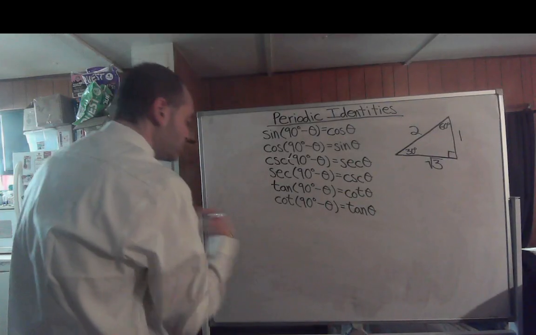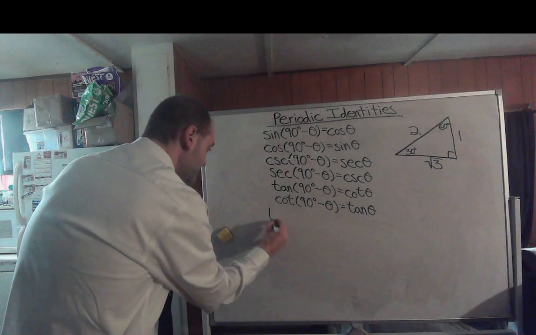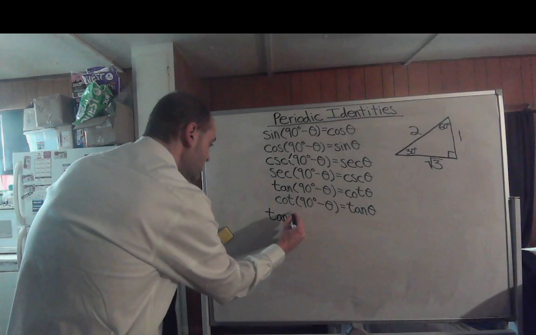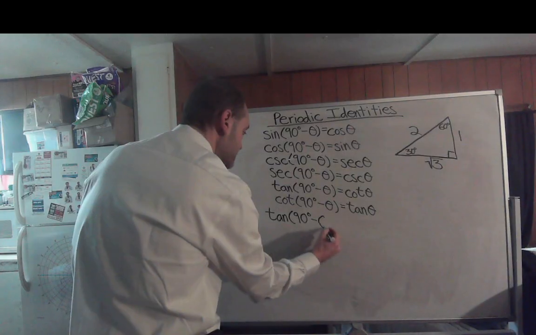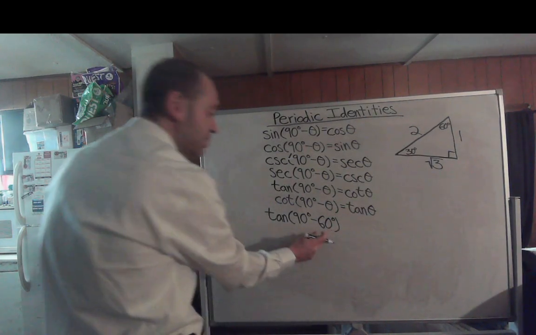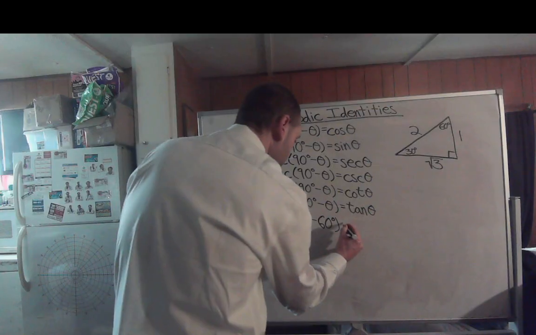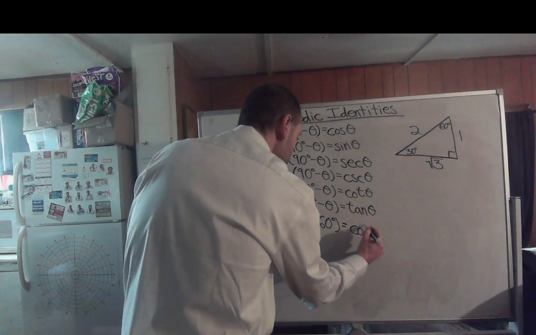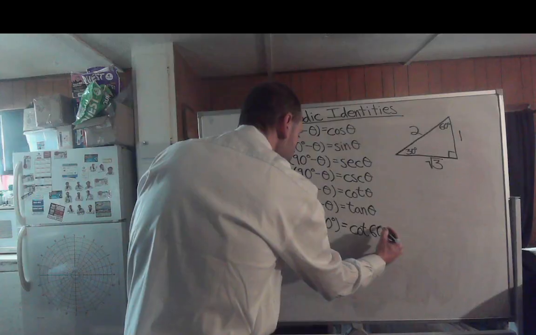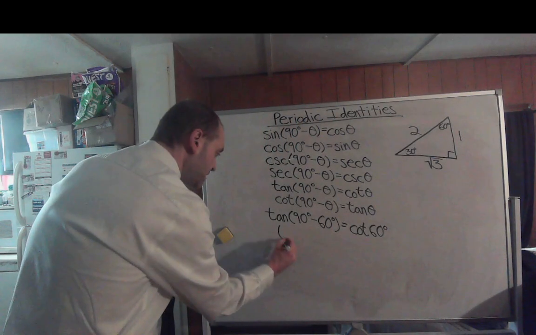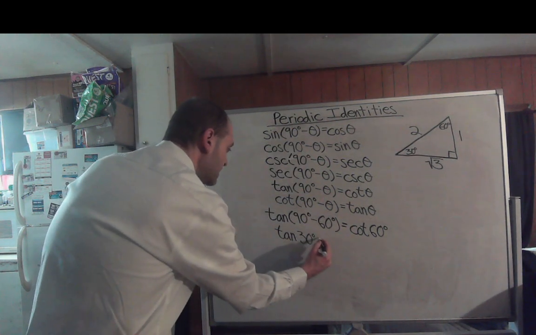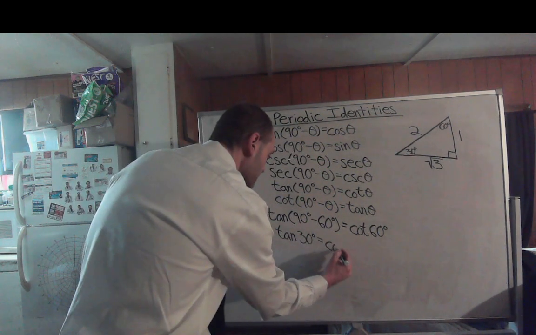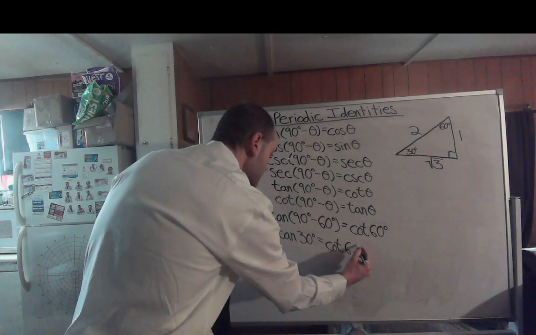Heck, let's do, all right, so the tangent of 90 degrees minus 60 degrees, so 90 minus 60, 60 is our theta, that's saying that equals the cotangent of 60 degrees. So this would mean that the tangent of 30 degrees is equal to the cotangent of 60 degrees.